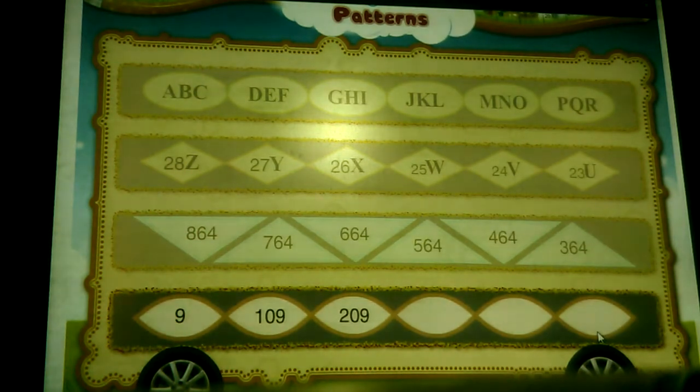In a similar way, the next pattern starts with 9. When 100 is added to it, we get 109. Adding 100 again, we get the next number, 209. So, the next 3 boxes will be 309, 409, and 509 respectively.